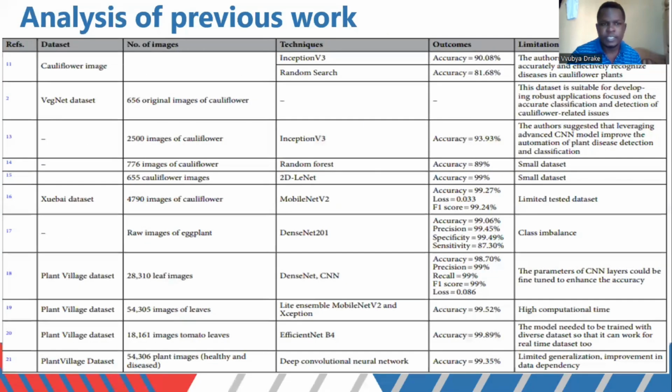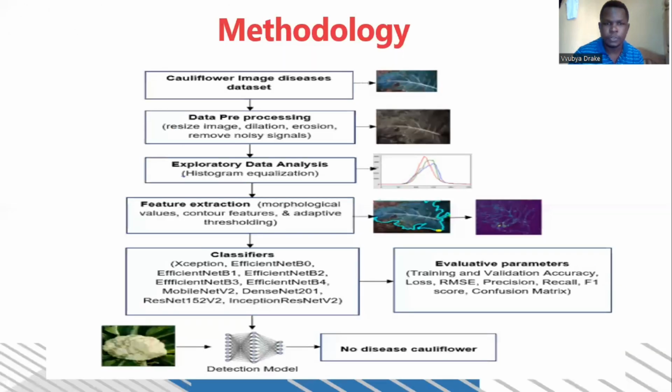So different research has been made by different researchers using different data sets like the cauliflower image, the VegNet dataset, the one we've used, and the PlantVeg dataset, and using different techniques like DenseNet to predict this, and they have really been accurate in doing that. Hence the need for these researchers to also make a contribution.